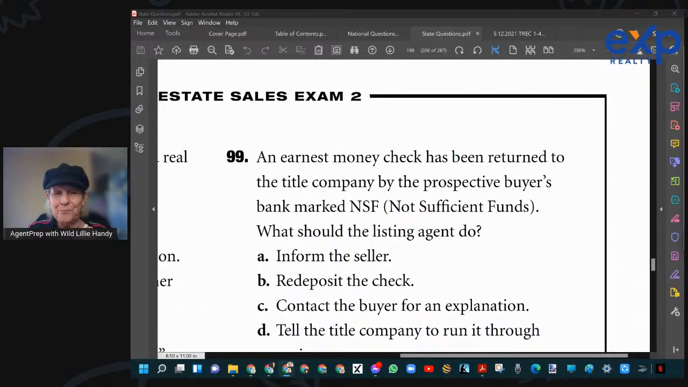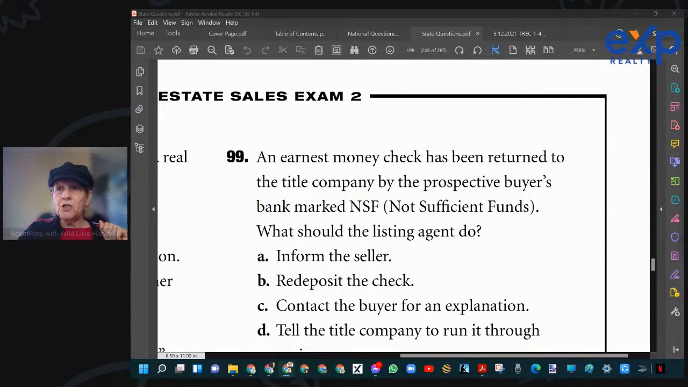Yes, inform the seller. Because every time you return a check, they're being charged. However, we don't want to rerun a check, and that's up to the title company, not us. Title companies will not rerun a check. They're now going to require money to be wired in or a money order or cashier's check.